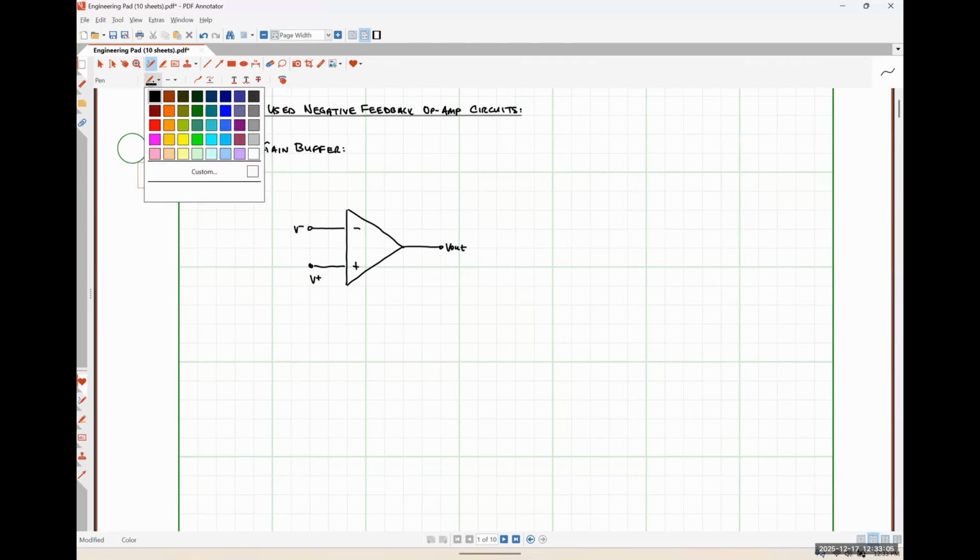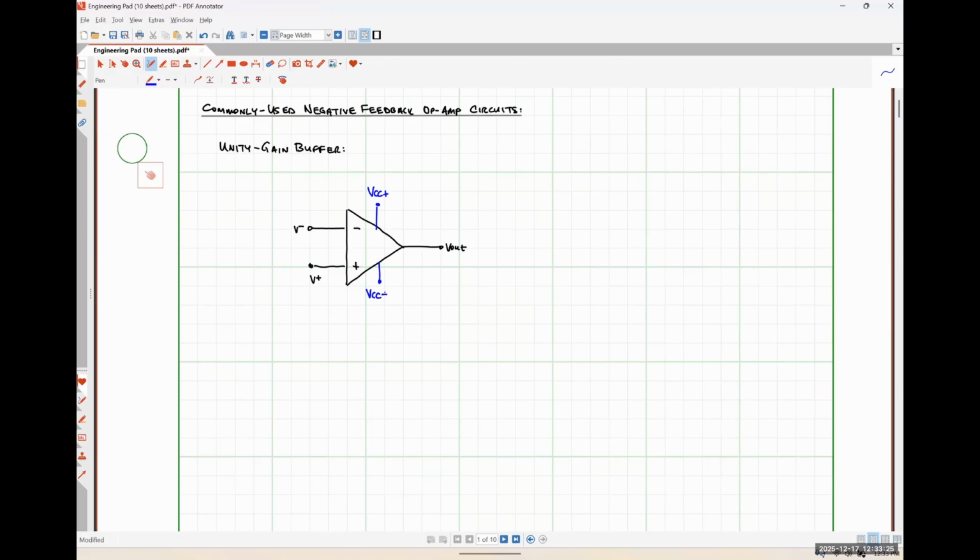I'm going to go ahead and draw my supply terminals. If I don't draw supply terminals for other ones, just remember all of these do require power, so they should all have an implied VCC plus and VCC minus connection, even if I forget to draw it. Okay. All right, so there's our basic op-amp circuit.